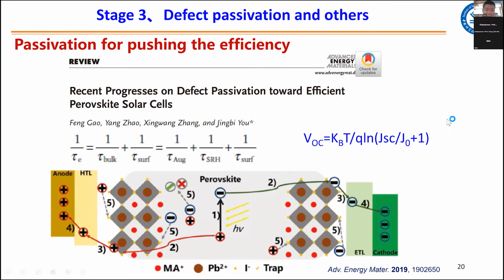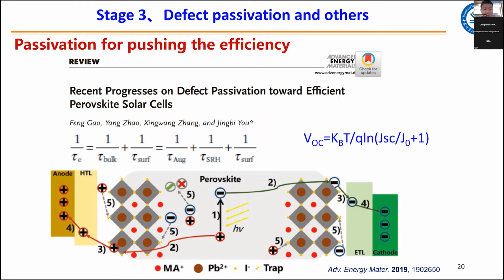The second stage is defect passivation and others. I think, as I have mentioned, perovskite material has high tolerance of defects. However, it doesn't mean the defect is good for the device. If we would like to make it very efficient, close to the limit, we should try to avoid defect recombination as much as possible.